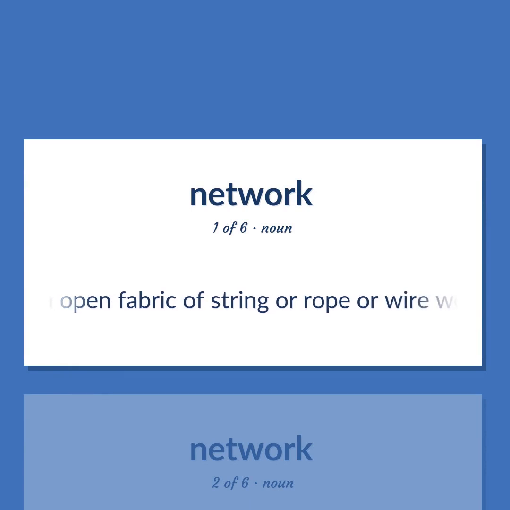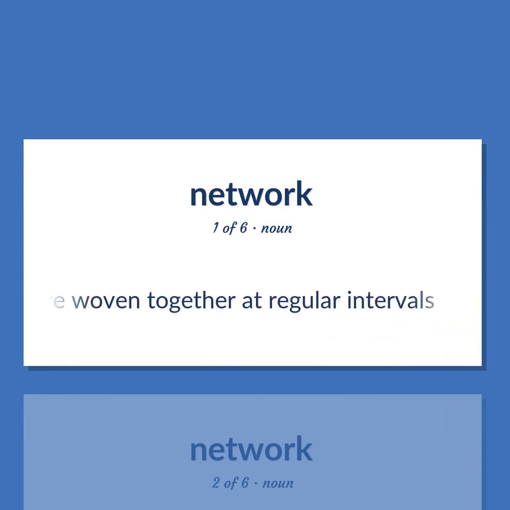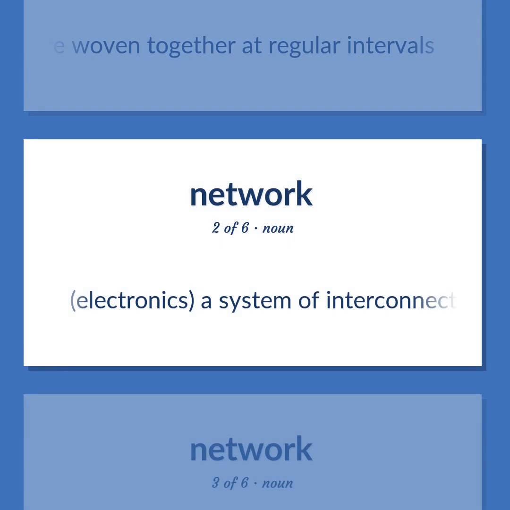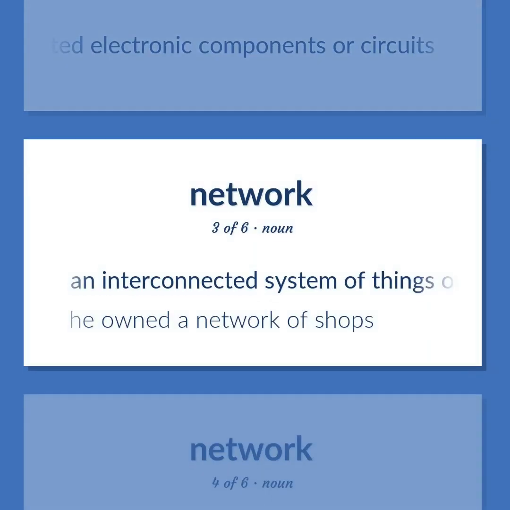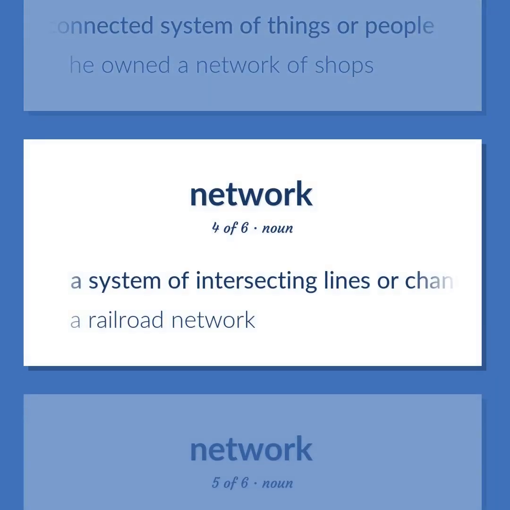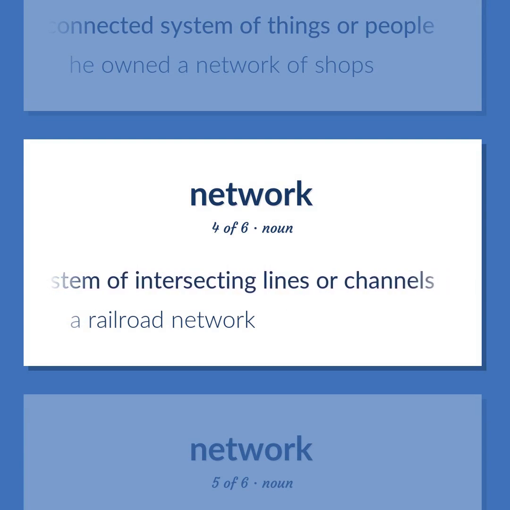An open fabric of string or rope or wire woven together at regular intervals. Electronics. A system of interconnected electronic components or circuits. An interconnected system of things or people. He owned a network of shops. A system of intersecting lines or channels. A railroad network.